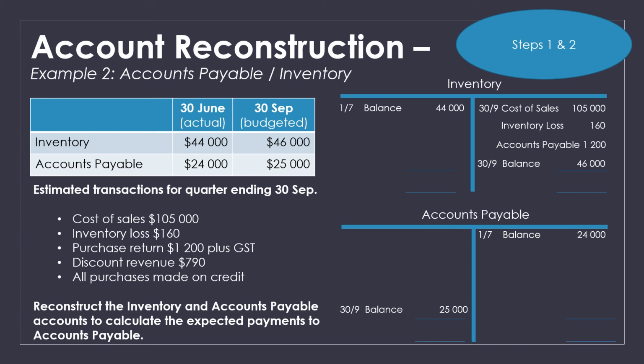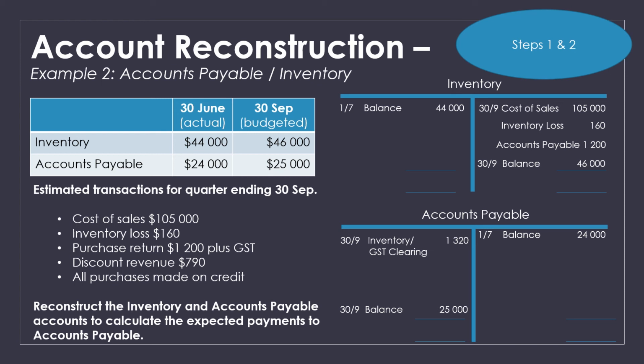A purchase return also decreases accounts payable, and this is recorded on the debit side of the accounts payable ledger account. However, what we note here is that the accounts payable is reducing by the total amount of $1,320, which includes a GST of $120.